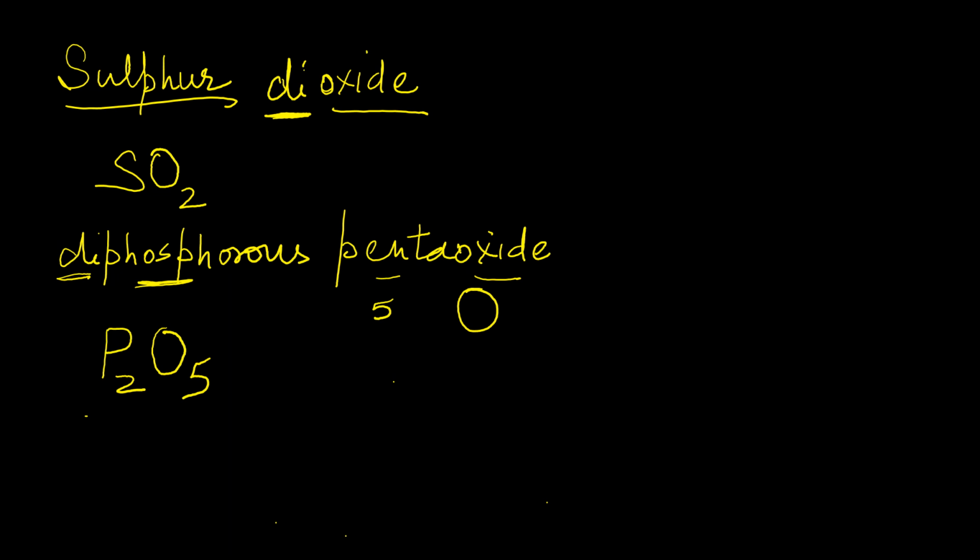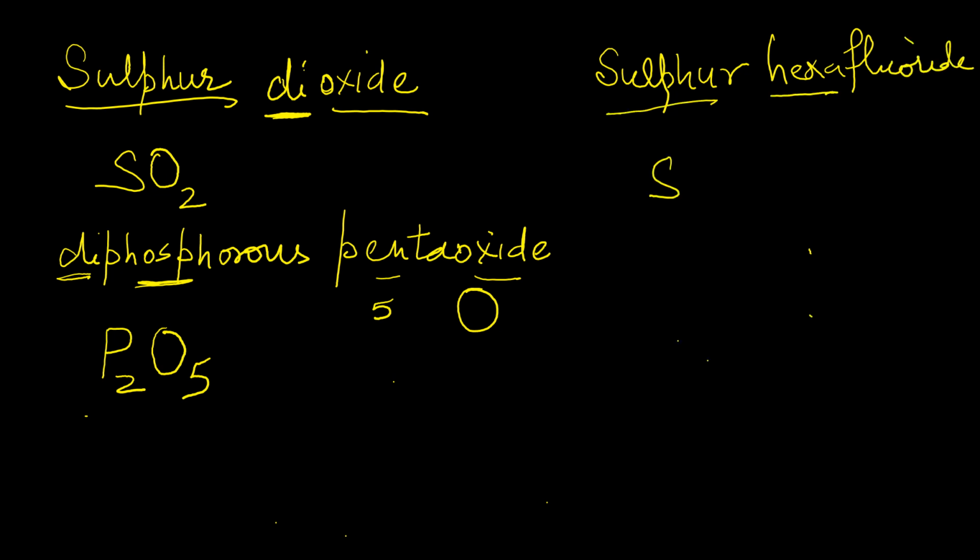Clear? So these subscripts here in the covalent compound specify how many of these non-metal atoms are present in the molecule. Simple as that. For example, if I have SF, if the name is given as sulfur hexafluoride, sulfur is S, hexa means fluoride.